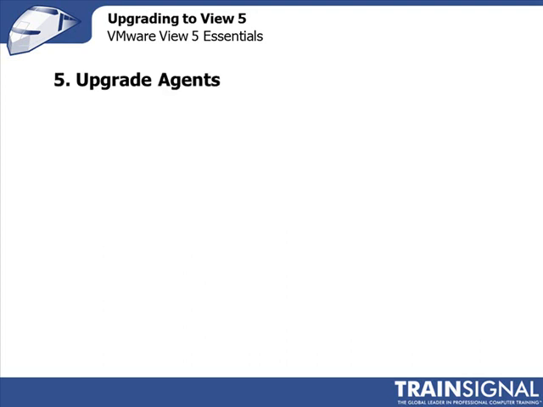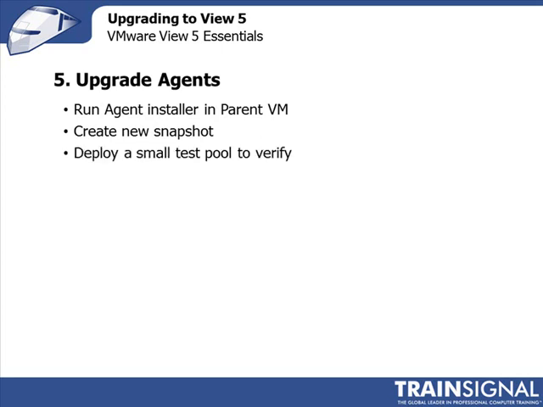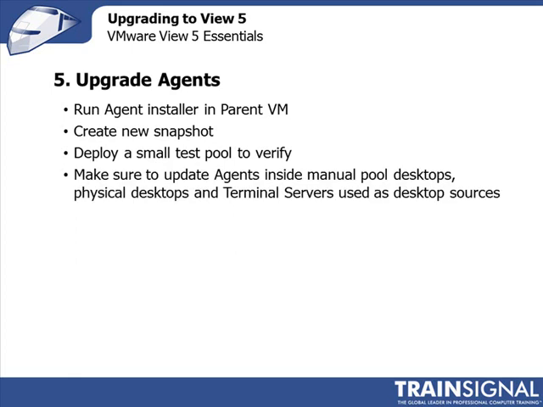After all your server components are upgraded, you'll have to then upgrade the agents. The agent install is fairly easy. You simply need to run the agent inside that parent VM. Once complete, shut it down and create a new snapshot. Then deploy a small test pool to verify that the agent is actually working properly. Remember that any manual pools, physical desktops, or terminal servers that you're deploying through View will need their agents updated manually.